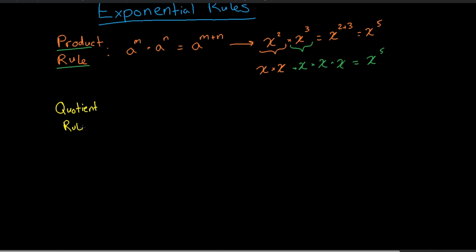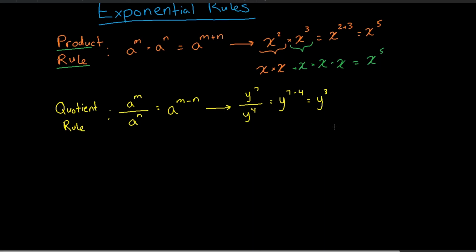The quotient rule is where if I have a base, again, a to the mth power, and I divide that by the same base a to the nth power, a different exponent, that would be a to the m minus n power. And an example of this, we can kind of prove this to ourselves. If I said y to the seventh over y to the fourth, well, that's just going to be y to the seventh minus fourth power, which is y to the third power.